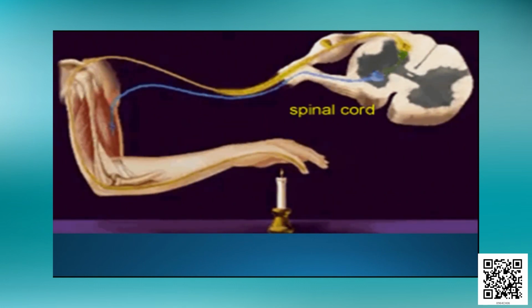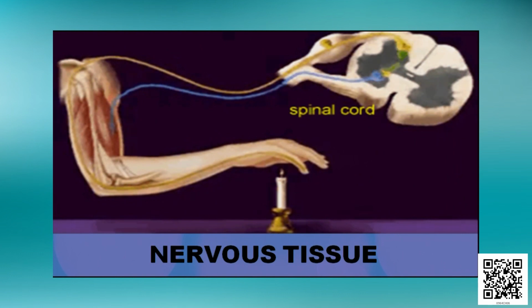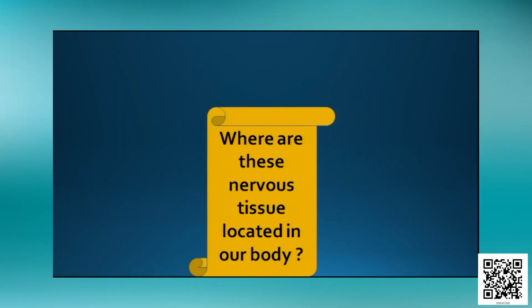Something passes to the spinal cord through a tissue. What is that something? Definitely it is information. But that information is passing through a special kind of tissue. It's called nervous tissue. It means nervous tissue carries the information from the body organs to the brain or spinal cord. We will discuss this here. Where is this nervous tissue located? Let us find out.